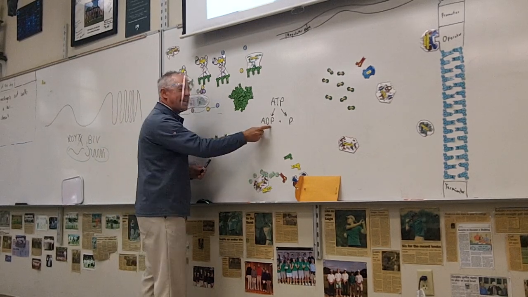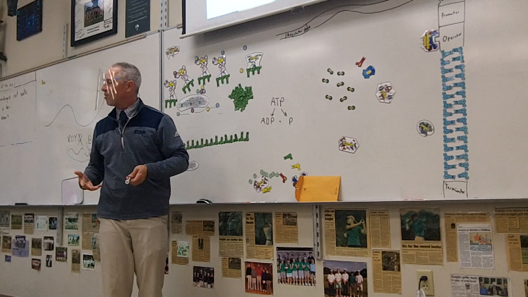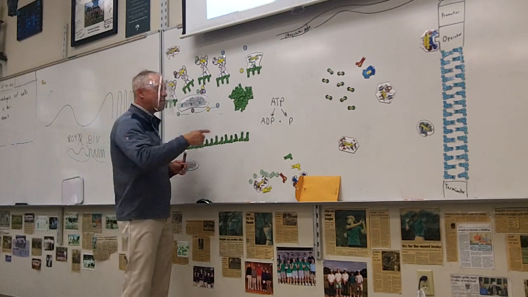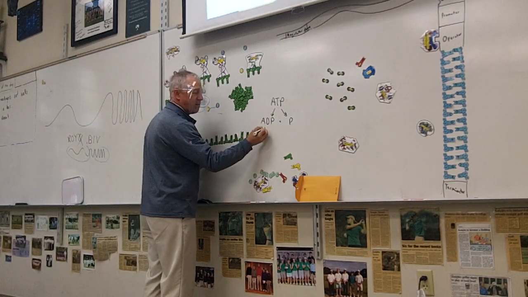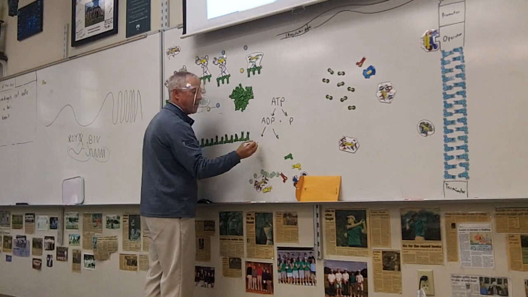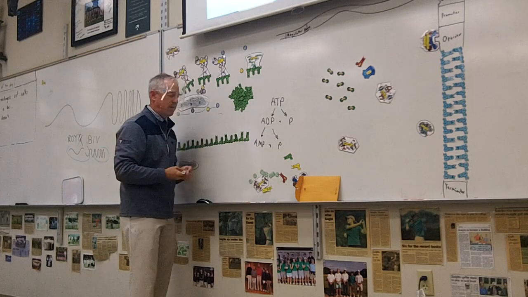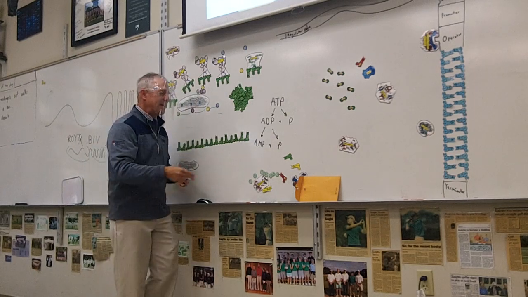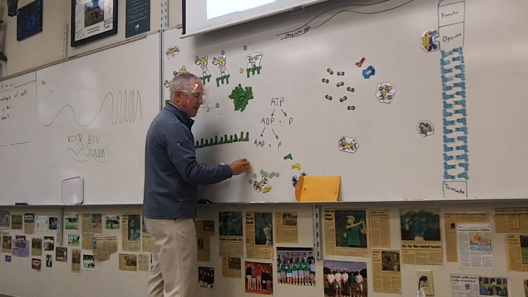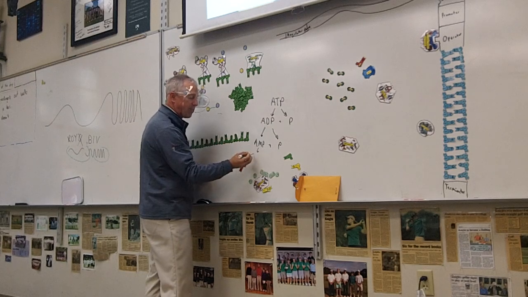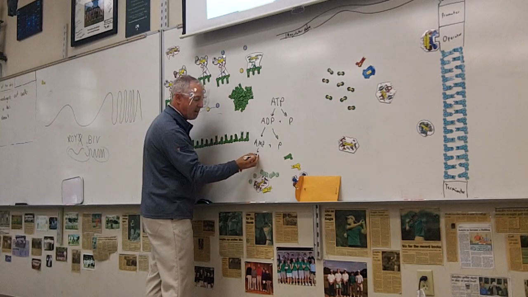And the cell can use ADP for energy under extreme circumstances. Guess what the ADP breaks down into? AMP and P. And this AMP can form a molecule called cyclic AMP.